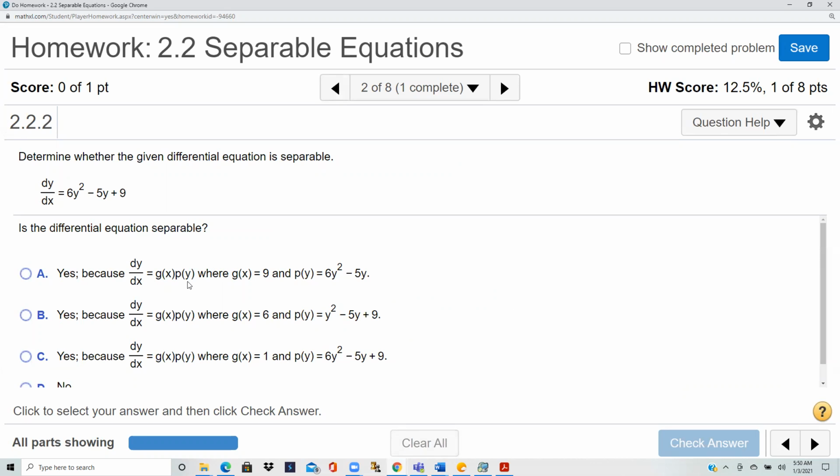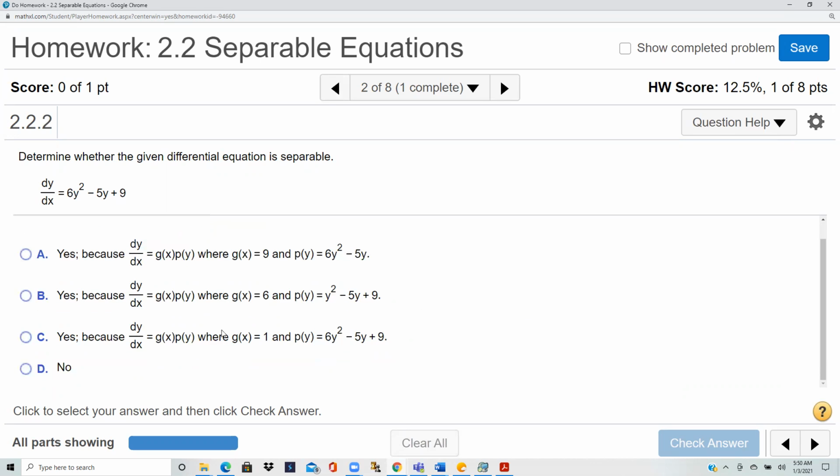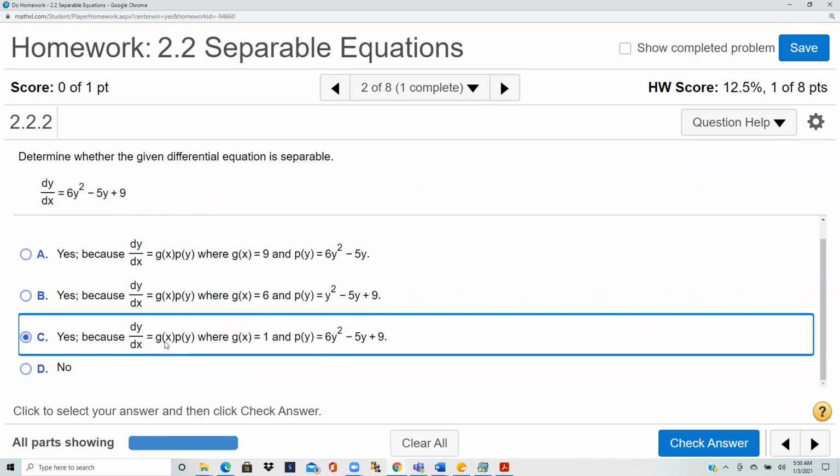Okay. Determine whether this one is separable or not. Now this one is, because remember, you should be able to write it as a product of just a function of one of the variables times the other variable. So now this already is just a function of one variable. There's no mixture of x and y here. So this is just a function of y, and then we can just write it times 1. And that 1 will be a function of x. So yes, because it can be written as g of x times p of y, where g of x is 1 and p of y is this whole thing.